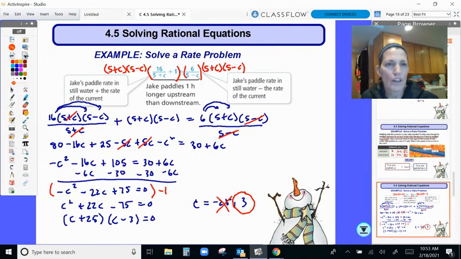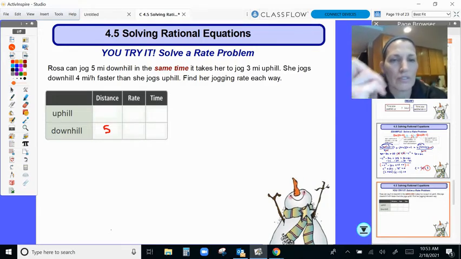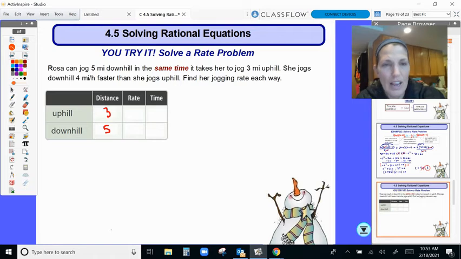Okay, so we have one more here. Rosa can jog 5 miles downhill. At the same time, it's going to take her to jog 3 miles uphill. She jogs down 4 miles per hour faster than she jogs uphill. Find her jogging rate each way. Okay, so her distance she's going to jog, she goes 5 miles downhill. Put that in there. And she jogs 3 miles uphill, right? And so her rate that she jogs downhill is 4 miles per hour faster than she jogs uphill.